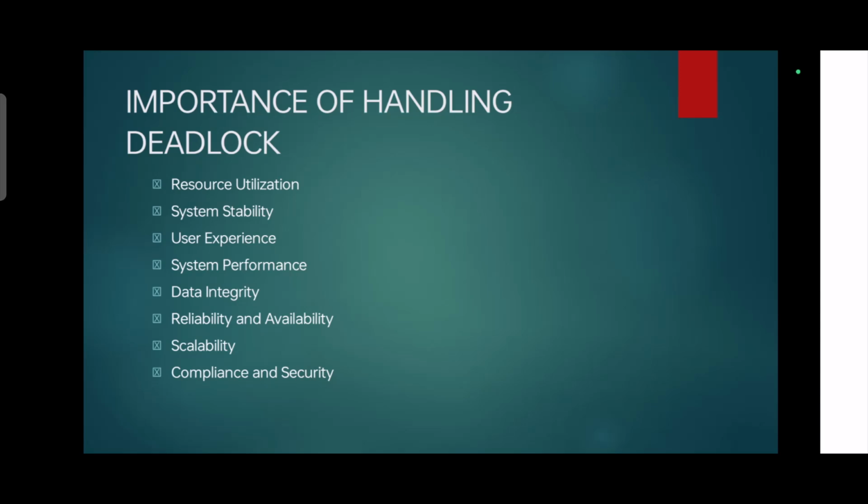Next point is reliability and availability. Deadlocks can cause system failures and affect the reliability and availability of the system. When deadlocks occur, processes or threads may get stuck, preventing the completion of critical tasks and leading to system downtime.